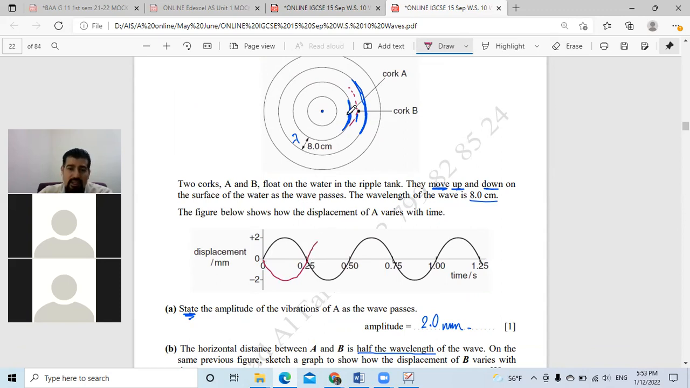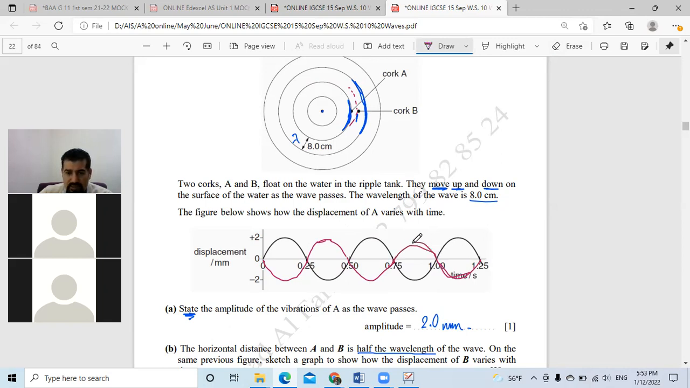Because I told you, if A was on the crest and B is halfway from it, that means it will not be on the crest, it will be on the trough. And B is farther than A, so I will not draw the same amplitude, I will not draw 2, I will draw a little bit less than 2, like this. I have to draw as accurately as possible. Try to be as accurate as possible.